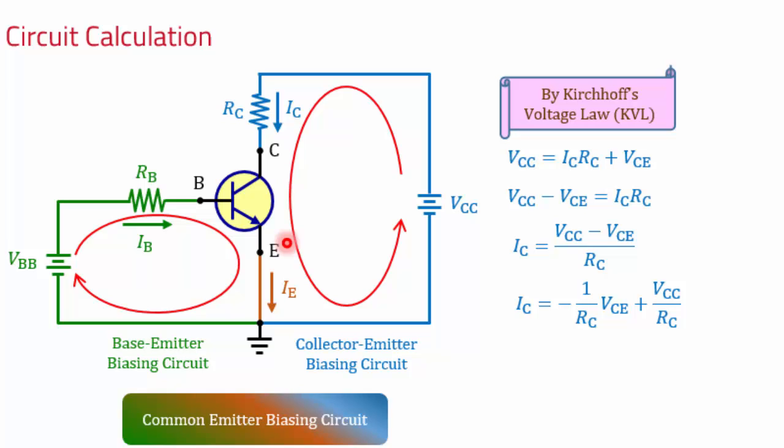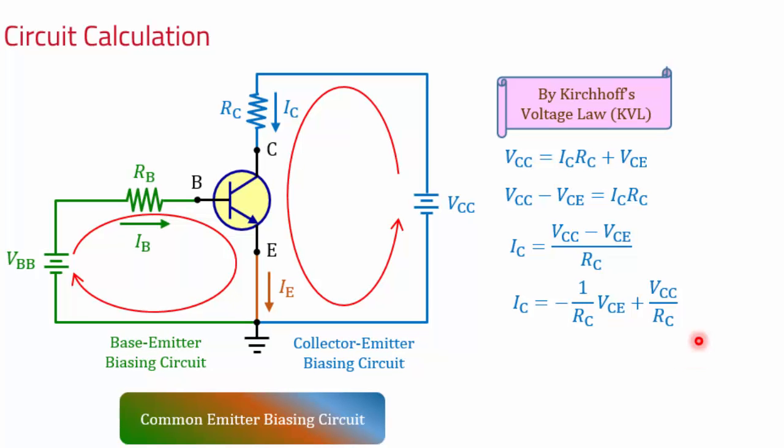Let's continue. From the emitter going back to the positive terminal of VCC, there is a voltage rise of VCC volts. According to Kirchhoff's voltage law, the sum of all the voltage rises in this closed path is equal to the sum of all the voltage drops in this path. Therefore, VCC is equal to IC times RC plus VCE. Rearranging the equation, we can easily obtain these collector current equations.